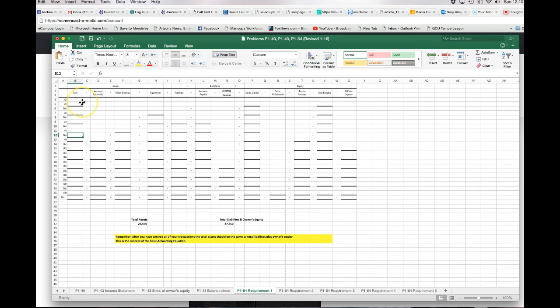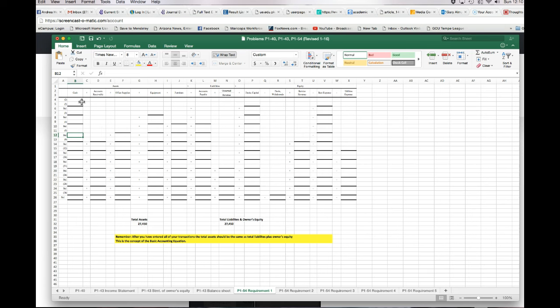Again, just as we did in P140, you're going to list each of your transactions. Remember, you'll always have at least 2 accounts affected. You may have more than that. For instance, you may pay cash and you may have paid 2 different expenses, so you're going to be affecting cash plus 2 different expenses. But generally speaking, there'll be at least 2 accounts that are affected.